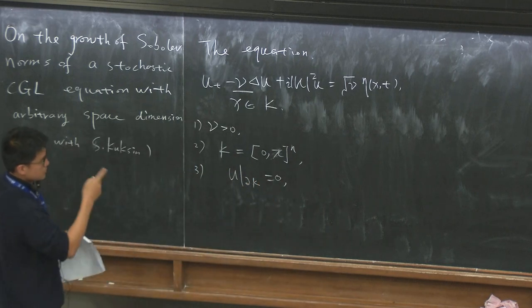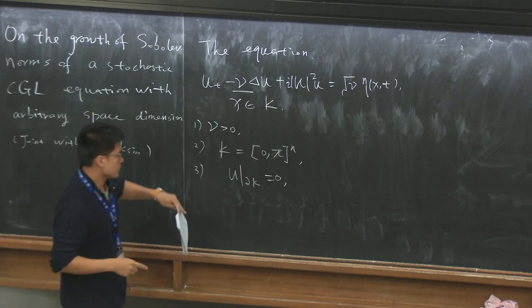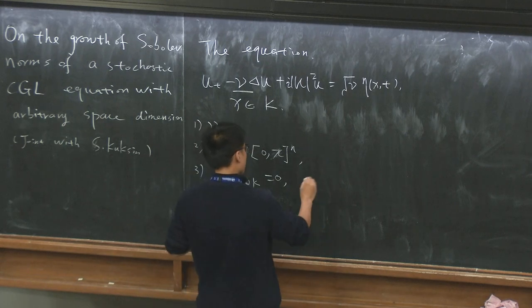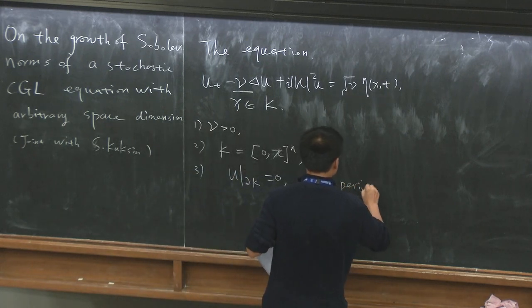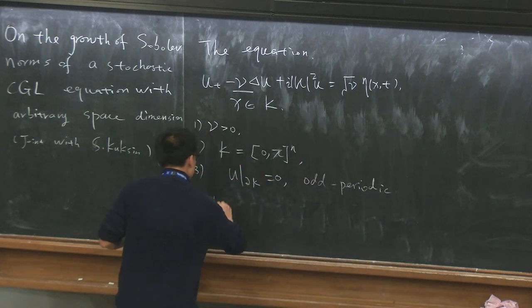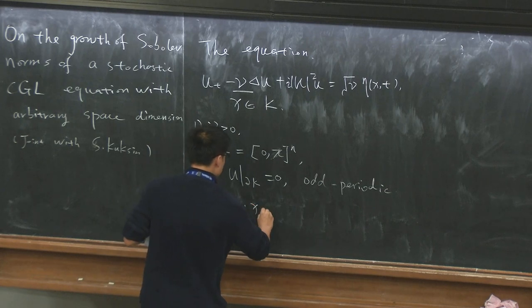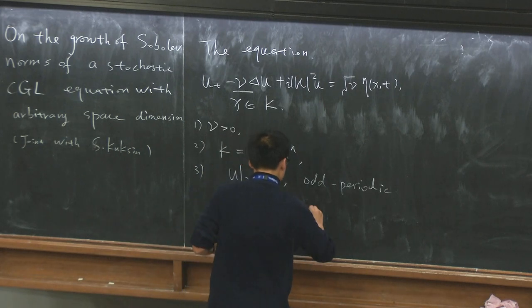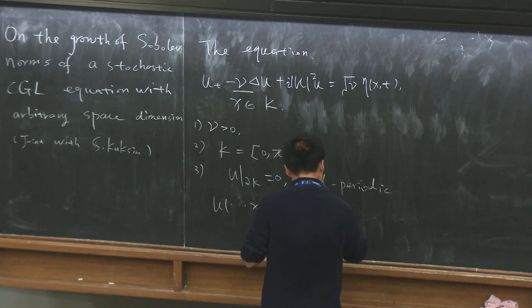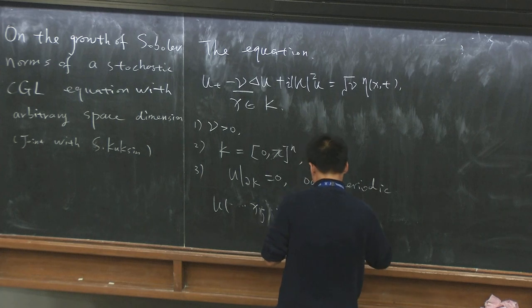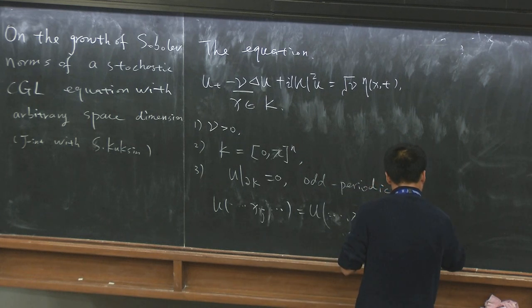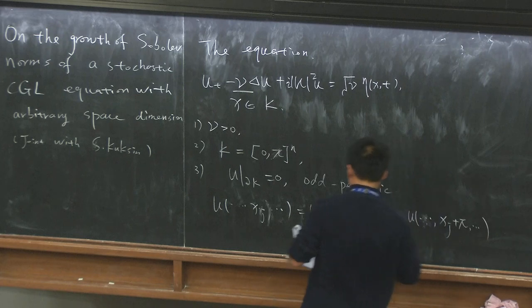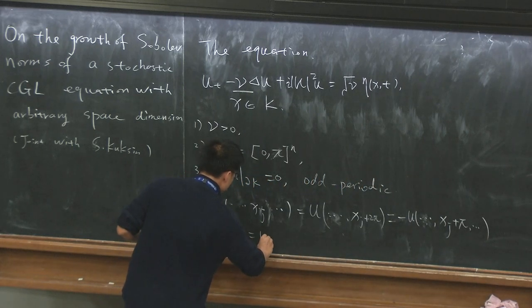For this special choice of domain, for the Dirichlet boundary condition, we can just consider it as periodic conditions. Which means that for any x plus pi e_j equal to minus pi e_j. And here j is just any number from 1 to n.